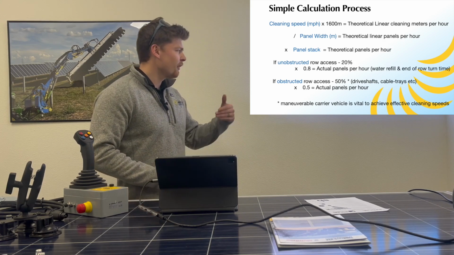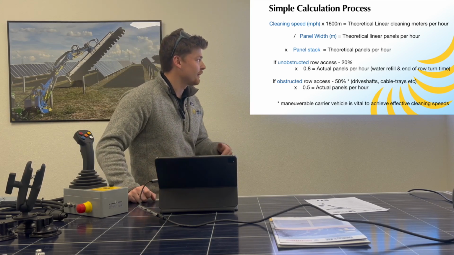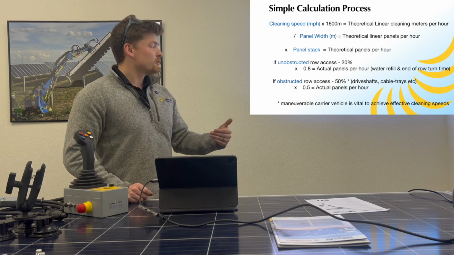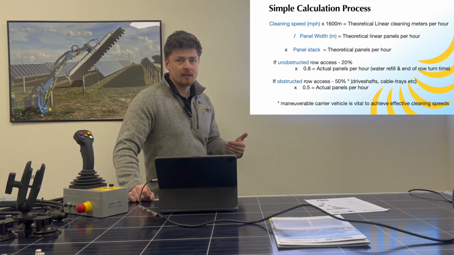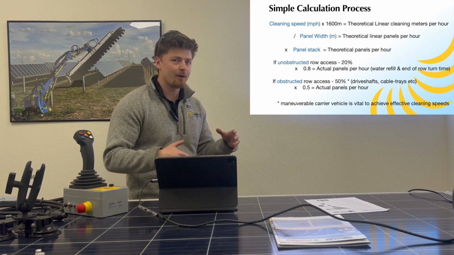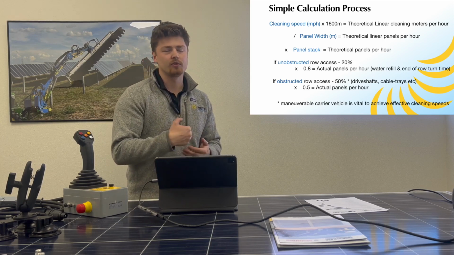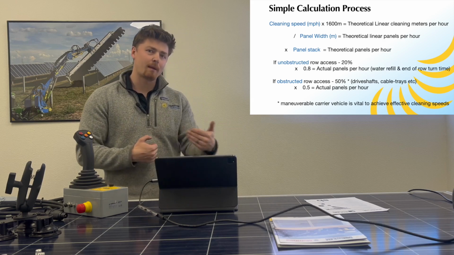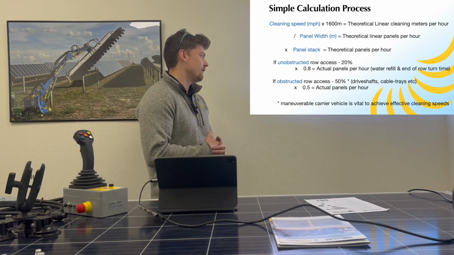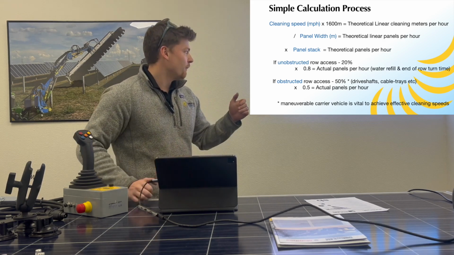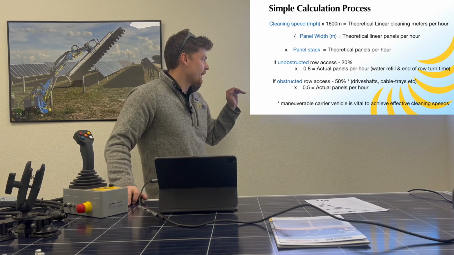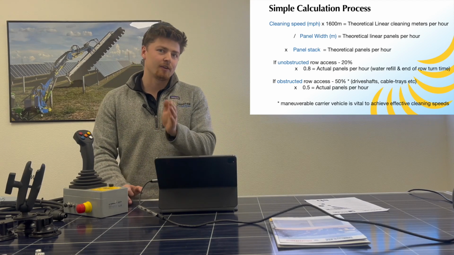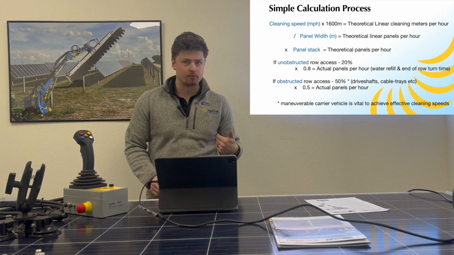Now the next stage is where we take into account turn time and water refill. Of course, if the rows are unobstructed, we say remove 20%. That's assuming 12 minutes per hour that you'll be spending either filling up with water or turning around at the end. Whereas if you've got obstructed rows and you're having to back out, we say 50%. Now, interestingly, the biggest factor that impacts the obstructed row access is the carrying vehicle and how fast you are able to reverse out of the row.